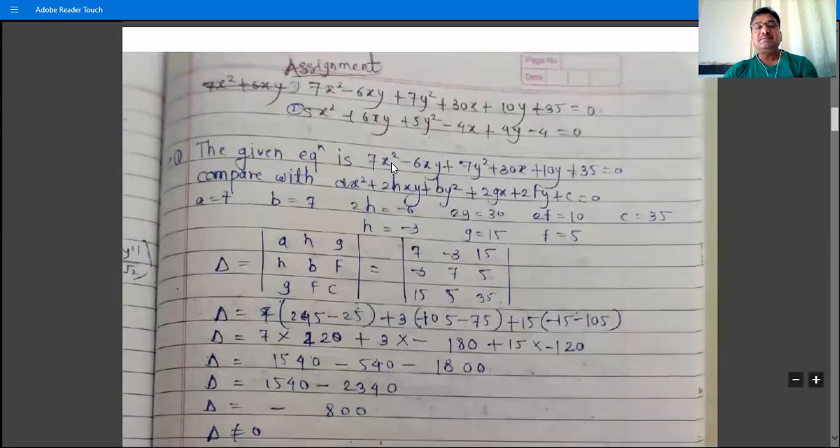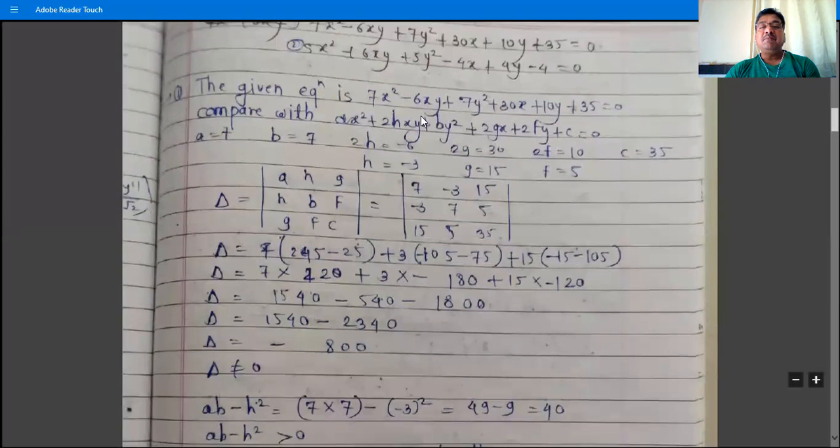Okay, next example for assignment: 7x square minus 6xy plus 7y square plus 30x plus 10y plus 35 is equal to 0. The same question: reduce this equation to standard form. So compare this equation with ax square plus twice hxy plus by square plus 2gx plus 2fy plus c is equal to 0. What do we have? a is 7, b is 7, twice h is minus 6, therefore h is minus 3, 2g is 30, so g is 15, 2f is 10, therefore f is 5, and c is 35.